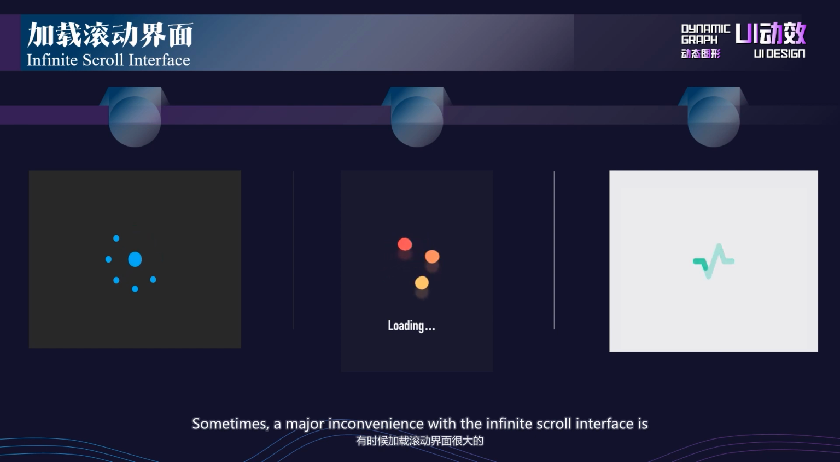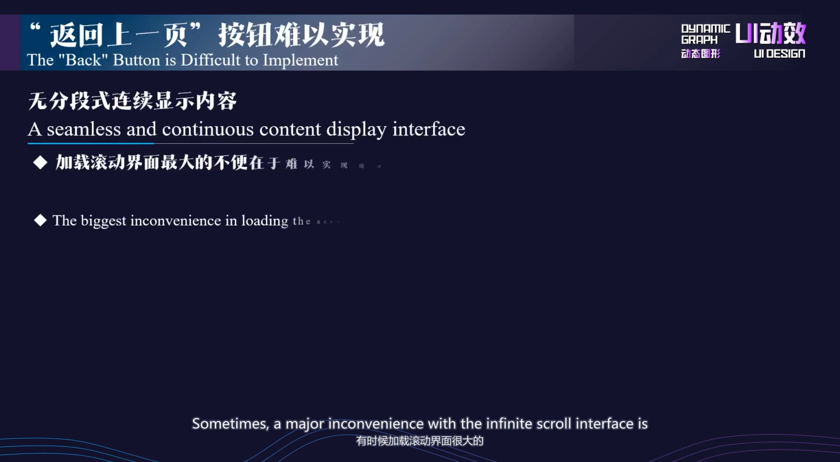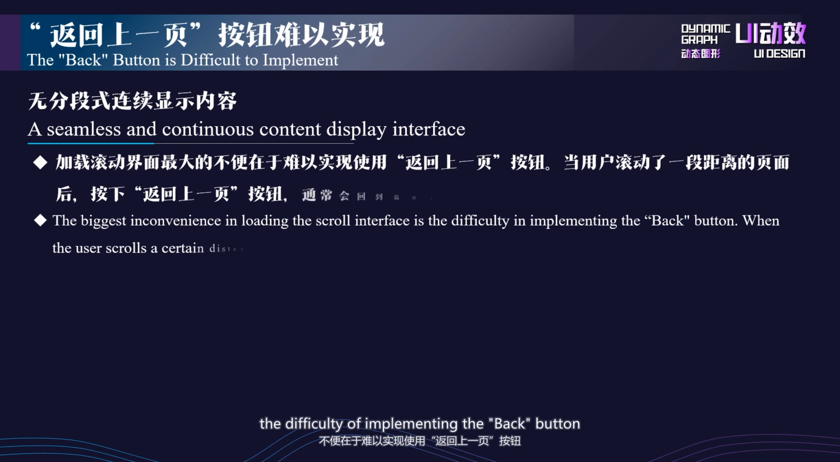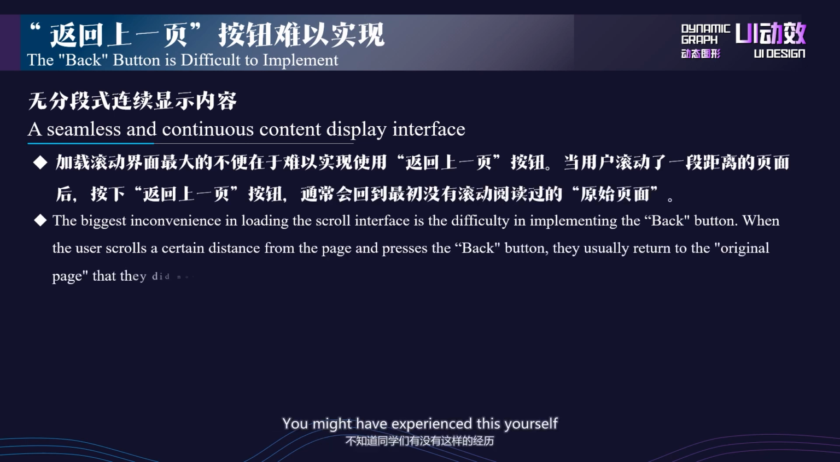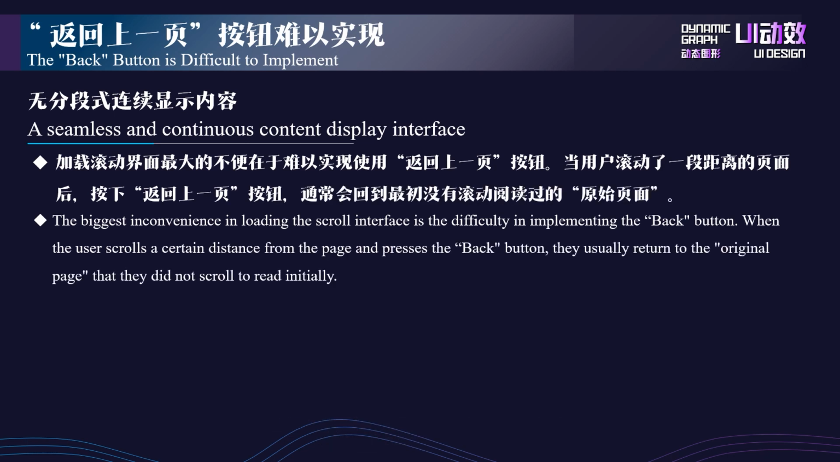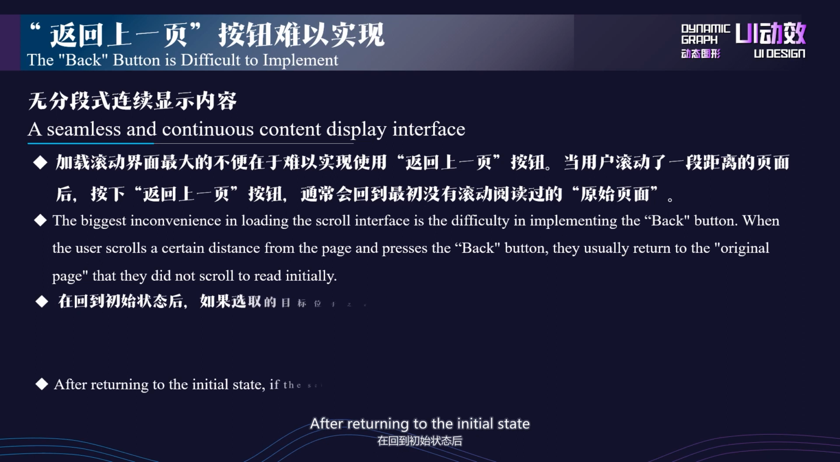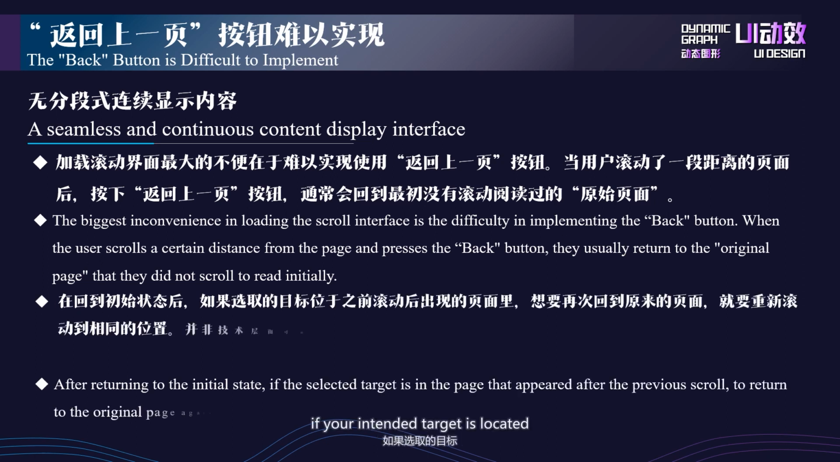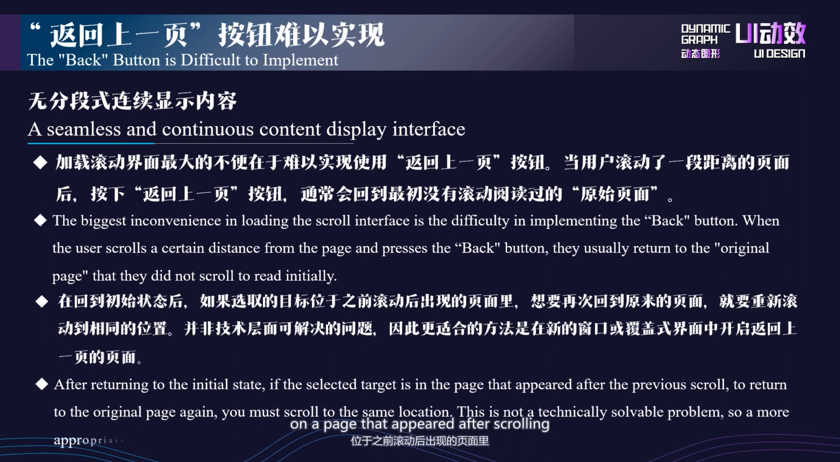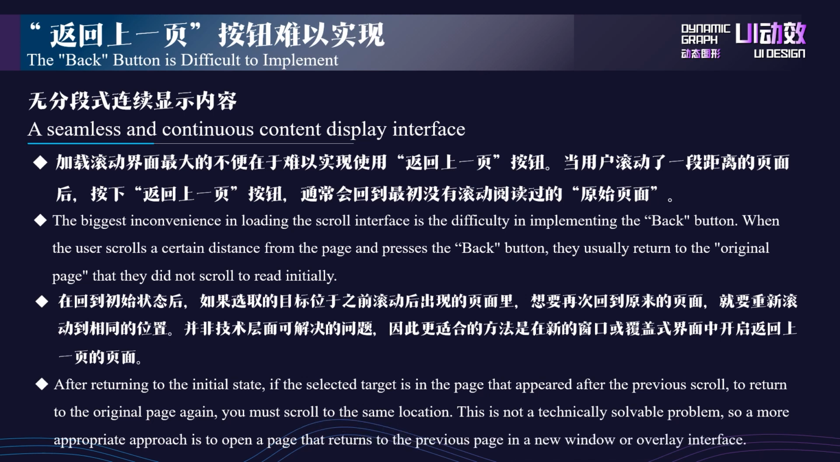Sometimes a major inconvenience with the infinite scroll interface is the difficulty of implementing the back button. You may have experienced this yourself. When you have scrolled through a long page and pressed the back button, you typically return to the initial original page without any scroll progress saved. After returning to the initial state, if your intended target is located on a page that appeared after scrolling, you will need to scroll again to the exact position to get back to where you were.